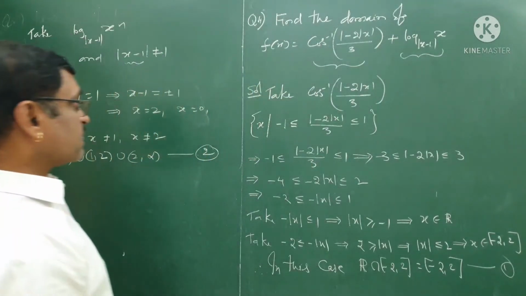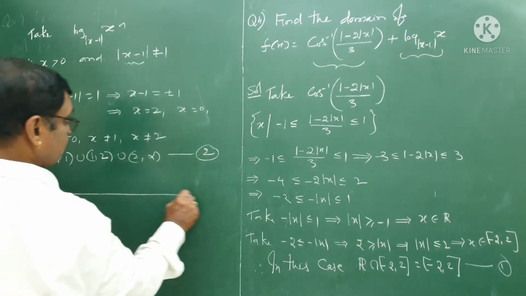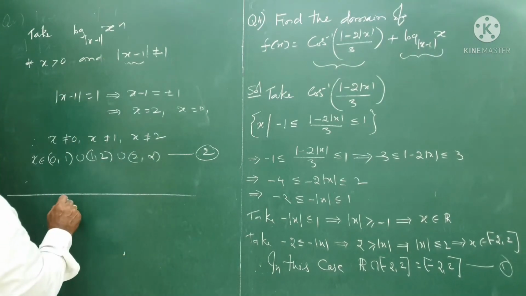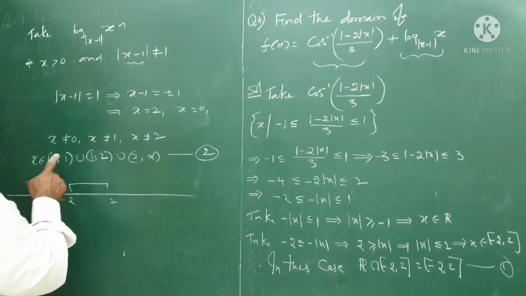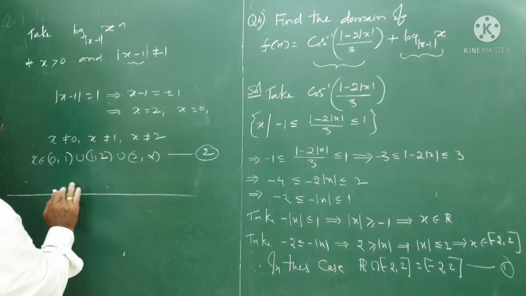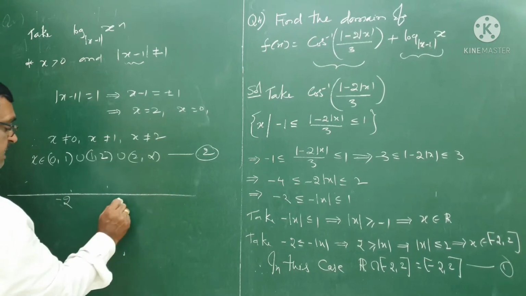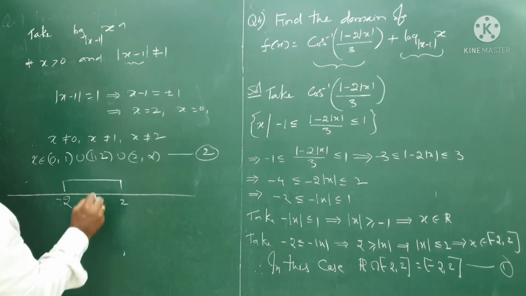Now you have to go for the intersection of these two. First one is minus 2 to plus 2. Second one is 0 to 1. Okay, I will take some space. Minus 2 to plus 2. Okay, now 0 to 1.